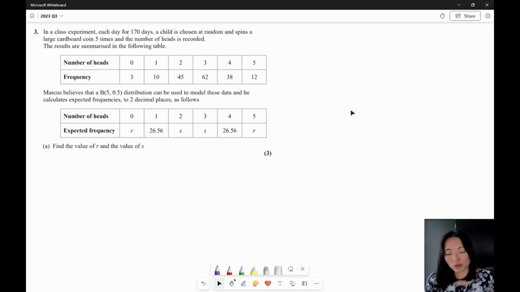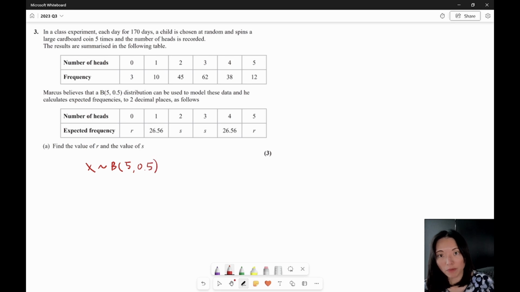Part A asks us to find the value of R and the value of S. We don't need the observed data to find the values of R and S because R and S are actually based on the distribution that Marcus assumed. Marcus assumed that X follows a binomial distribution of 5 events and 0.5 probability of success. Number of heads, the expected frequency is going to be, now we know the formula for the probability, but to get the expected frequency, we need to multiply the probability by the number of total days.